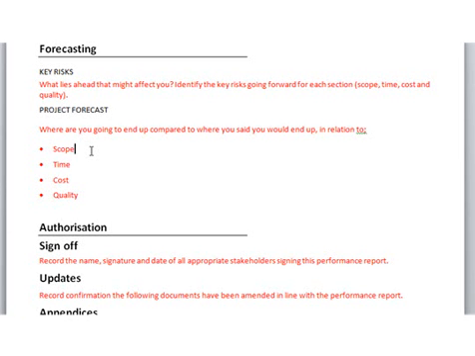Your scope may be scheduled to go ahead as planned originally, and if that's the case, you just mention that no change to scope is anticipated or something like that. Under the time one, here we're talking about your schedule and you're forecasting whether you're going to finish ahead of time, behind time, on time.